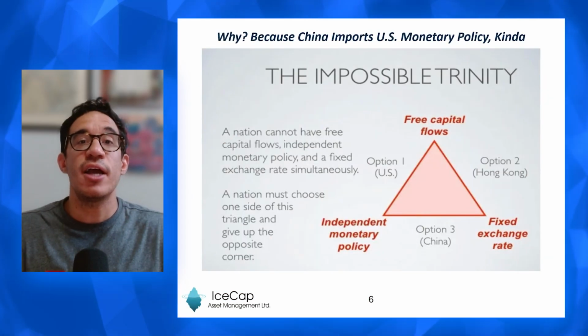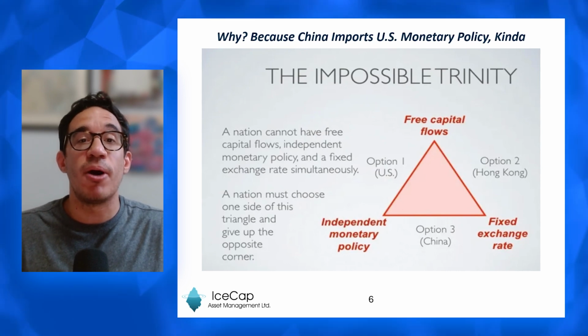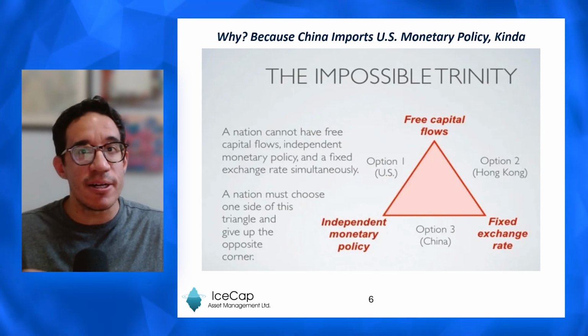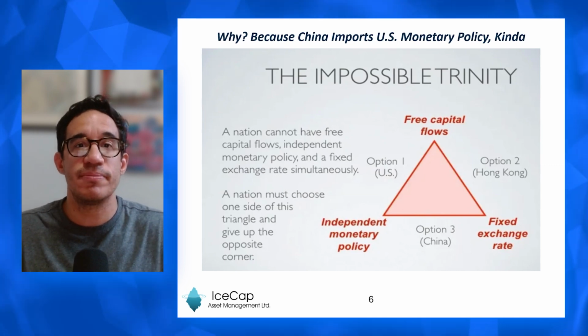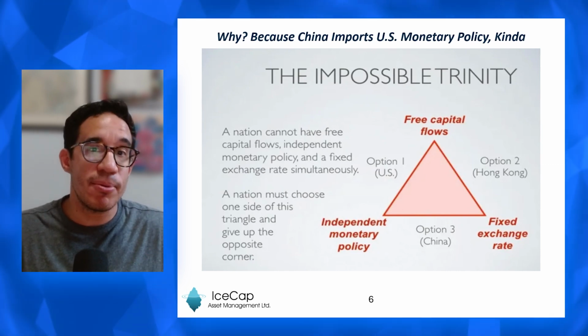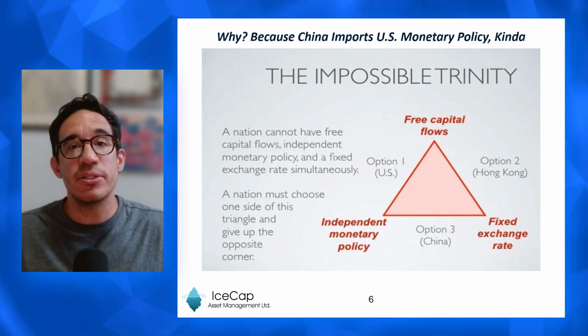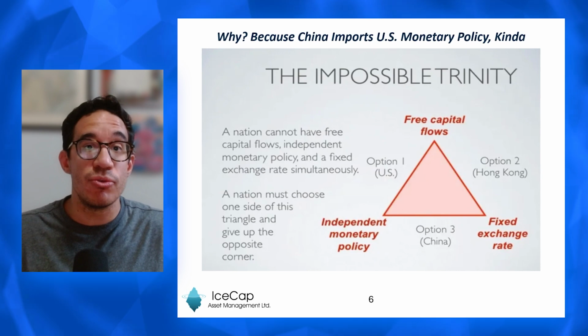One reason is that China imports U.S. monetary policy. This is because of a concept called the impossible trinity. Now, this is a fuzzy concept. It's far from perfect, but it's a useful oversimplification. In general, basically, one economy cannot have free capital flows, independent monetary policy, and a fixed exchange rate. They have to pick 2 of those 3.